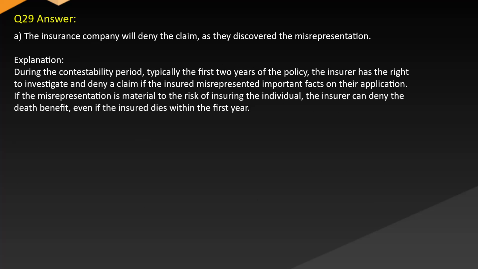Answer: A. The insurance company will deny the claim as they discovered the misrepresentation. Explanation: During the contestability period, typically the first 2 years of the policy, the insurer has the right to investigate and deny a claim if the insured misrepresented important facts on their application. If the misrepresentation is material to the risk of insuring the individual, the insurer can deny the death benefit even if the insured dies within the first year.